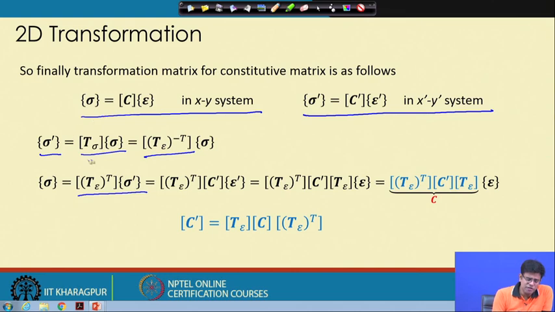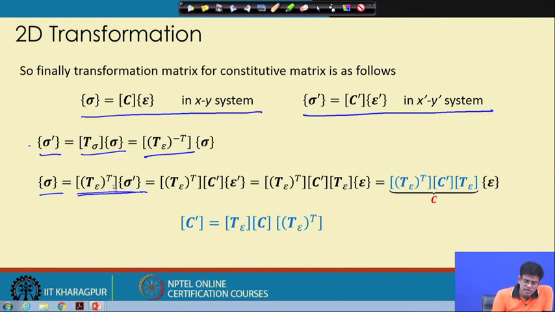Because I just shifted, I just multiplied with the T epsilon transpose here. Here I multiplied with the T epsilon transpose, and here I multiplied T epsilon transpose. So, which is A inverse or TT inverse kind of thing, which is the identity matrix. So, I just flipped the side. So, sigma is essentially T epsilon transpose sigma prime.